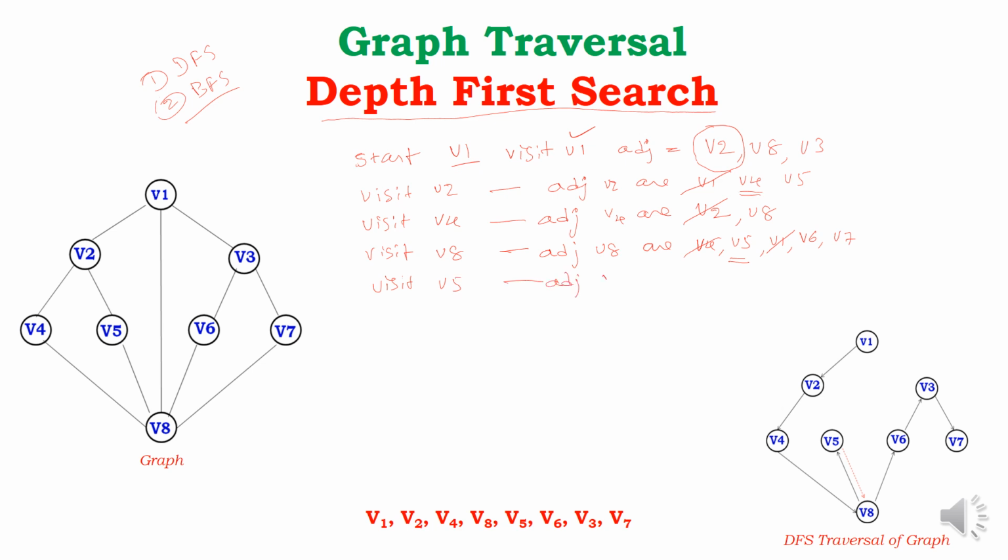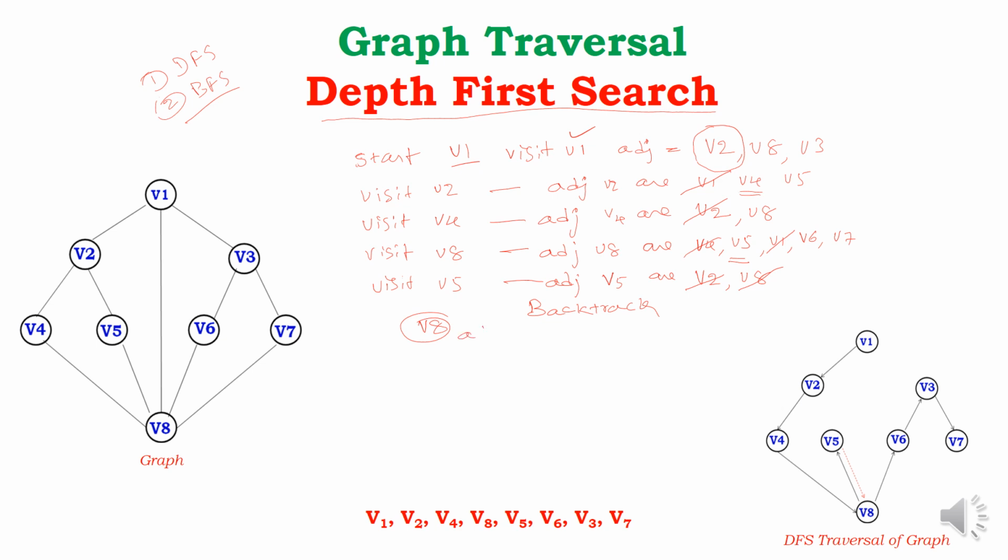Again, find the adjacent vertices of V5. They are V2 and V8. V2 is already visited, and V8 is already visited. So we are in a deadlock. All the vertices adjacent to V5 are already visited, so we go to the previous stage. That is backtracking. What is the previous stage? It is V8.